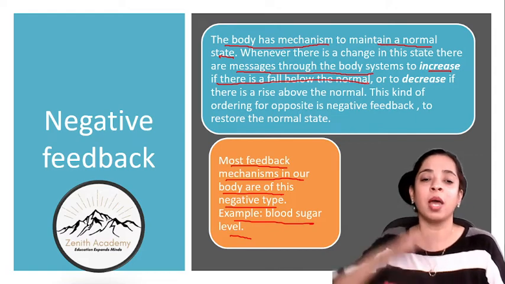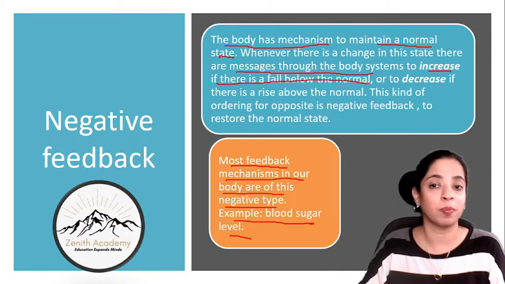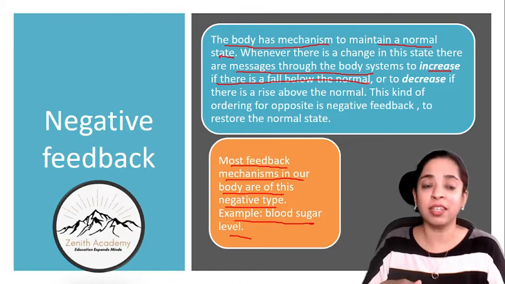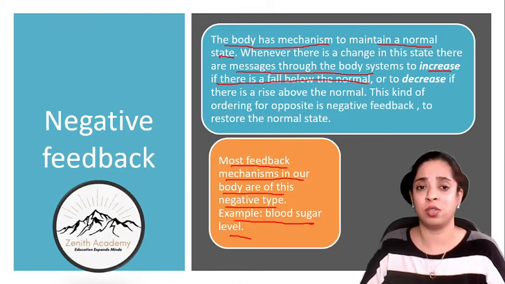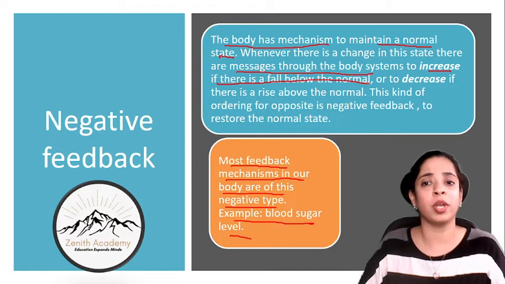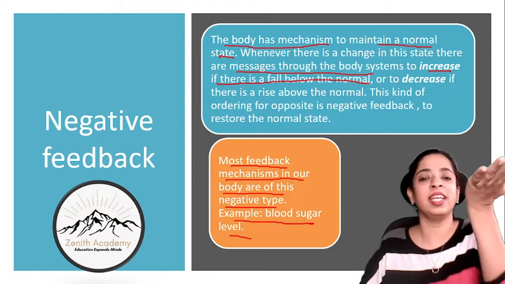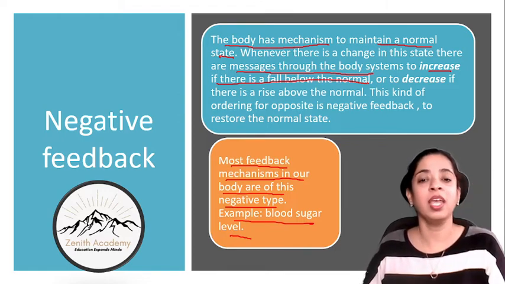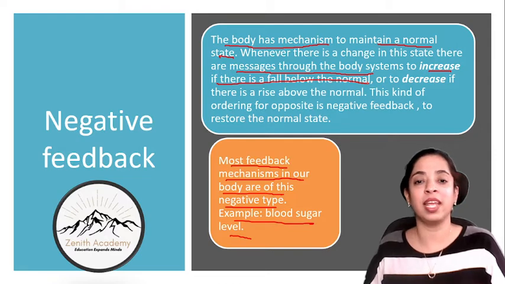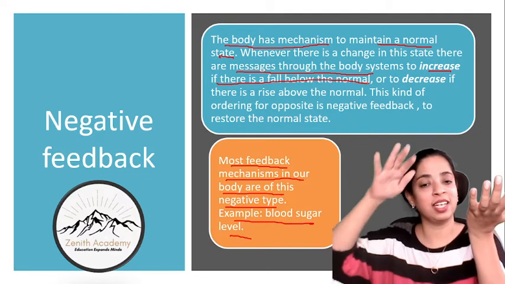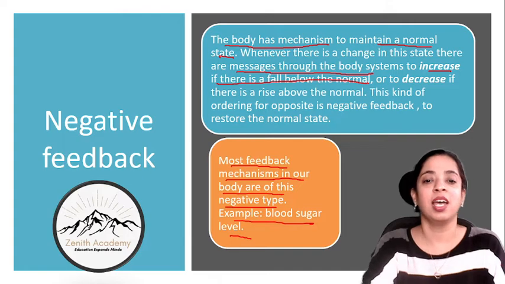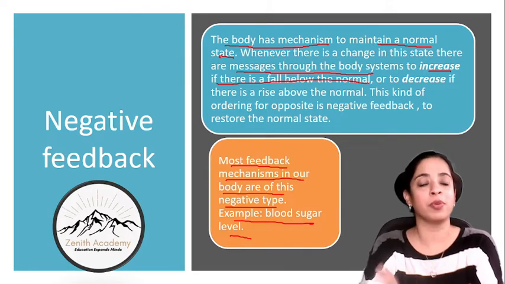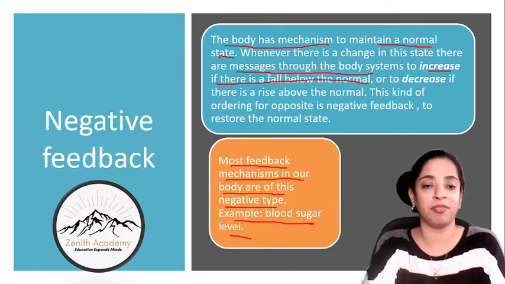For example, when our blood sugar level falls down, what does the negative feedback system do? It sends the message to the body system to increase the blood sugar level. And whenever the blood sugar level is more, it sends a signal to decrease it. This is ordering for opposite. That is why it is called a negative feedback.